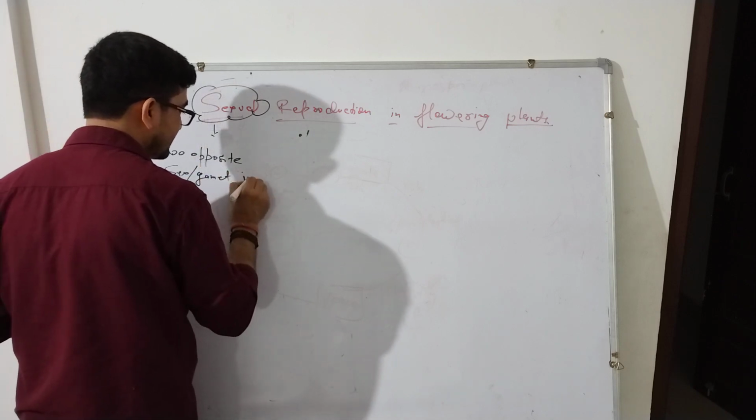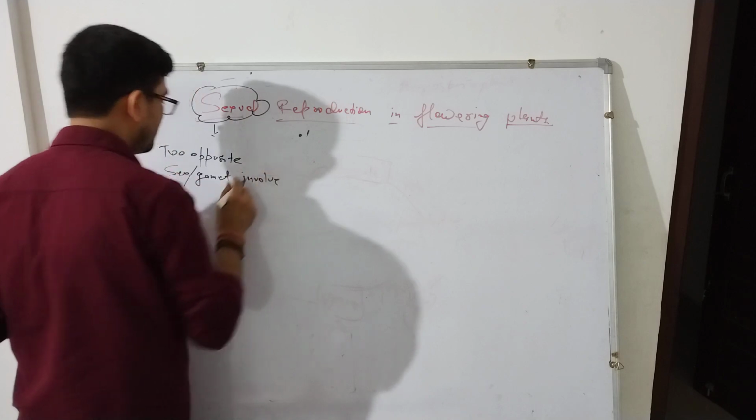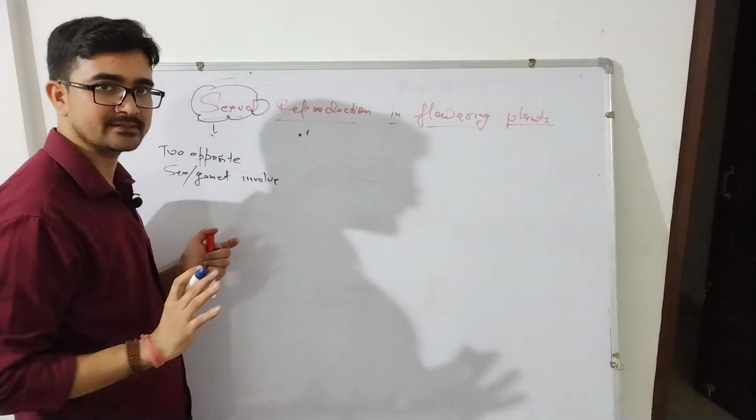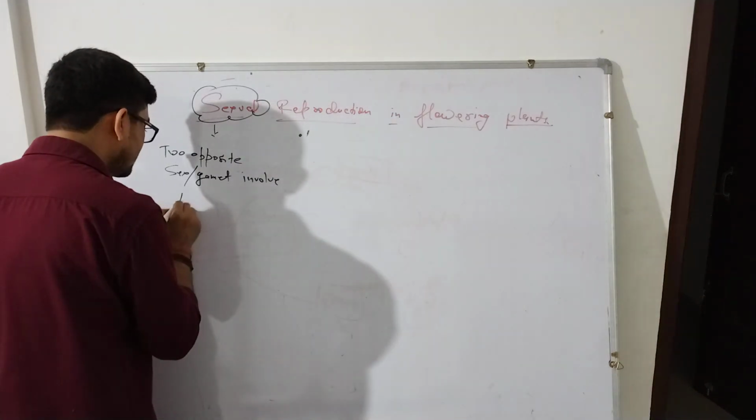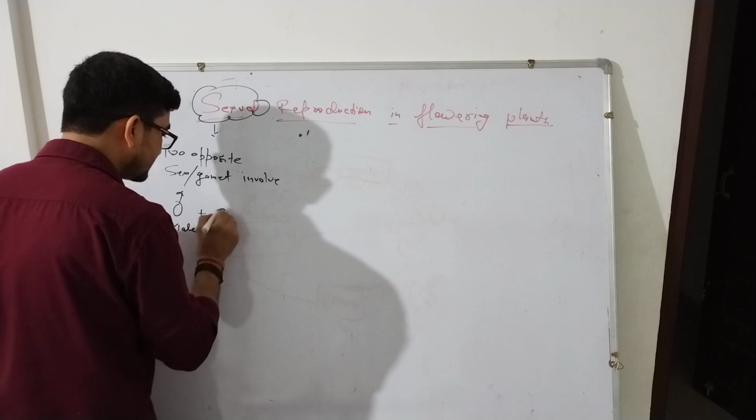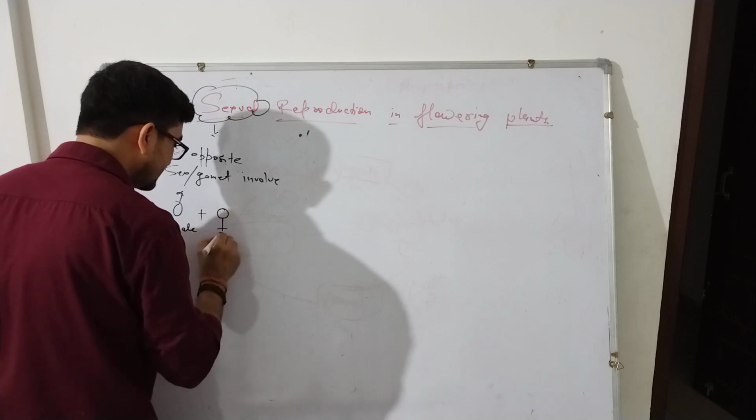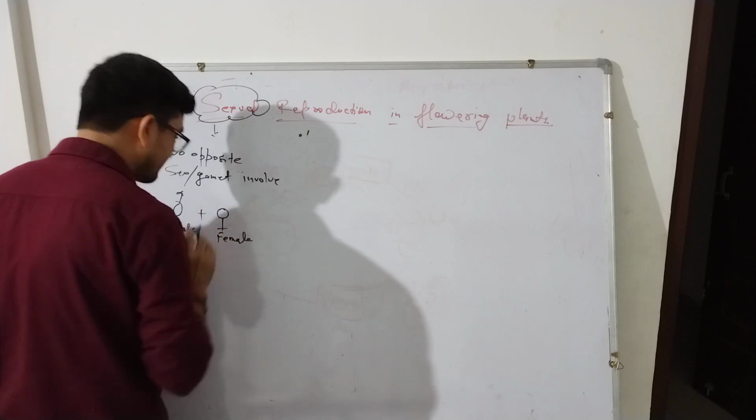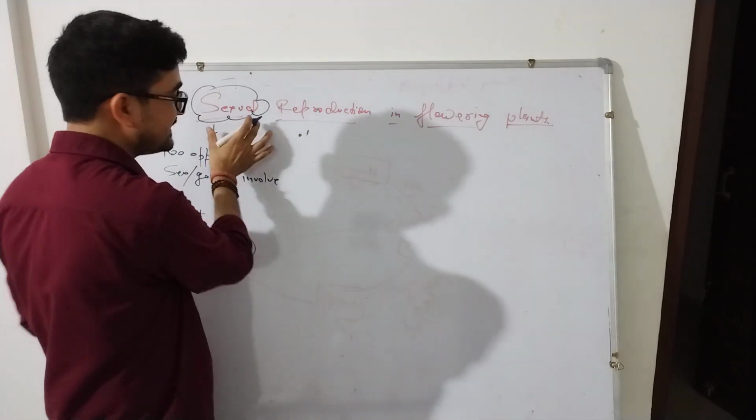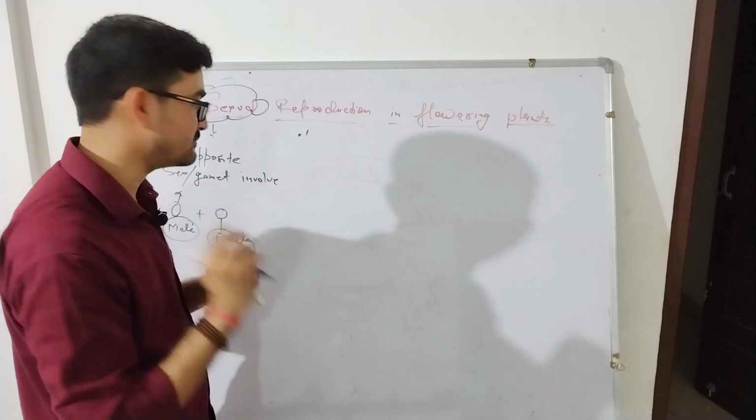Gametes are involved. When you are talking about sexual reproduction, it means there are two opposite sexes present. One is male gamete and another one is female gamete. Means both sexes are different. So sexual means two opposite sexes involved.